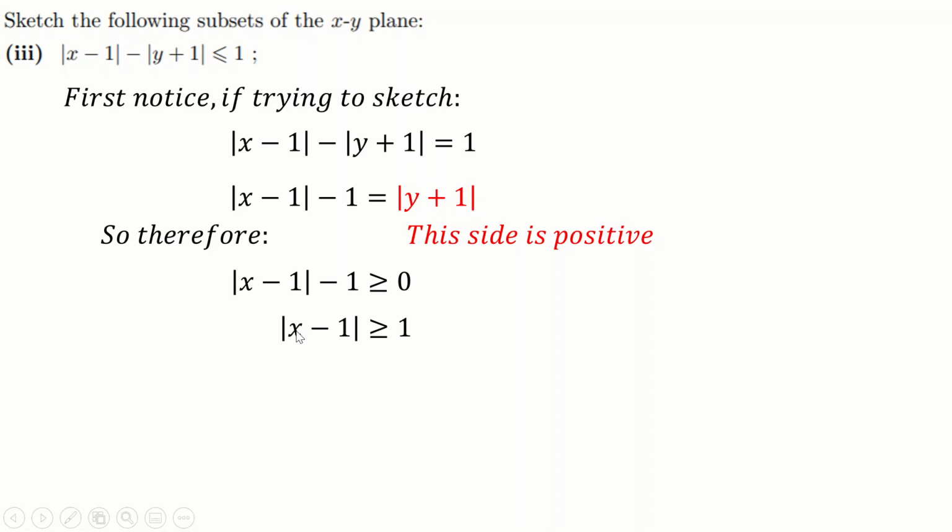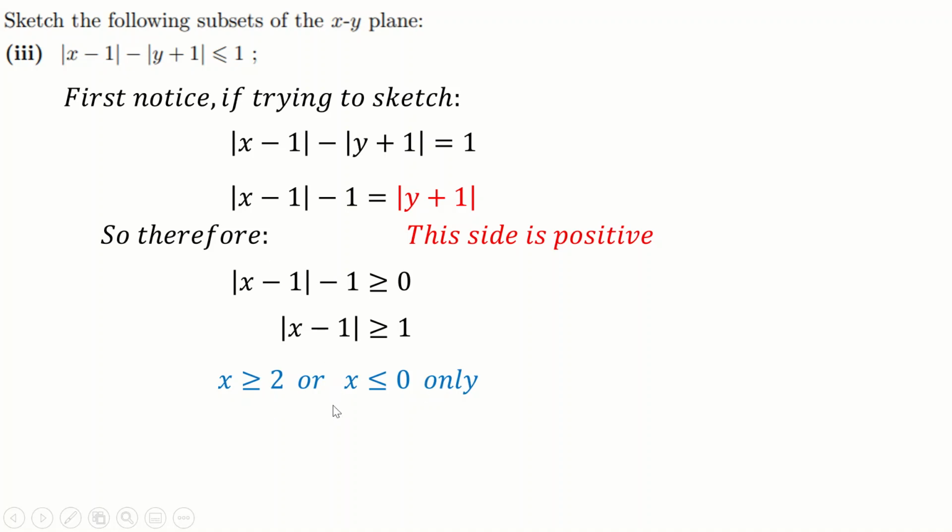Well, if x is bigger than 2, this is going to work. Like if it's 2 minus 1, that's 1, which is fine. If it's 5 minus 1, that's definitely fine. So if x is bigger than 2, it's going to work. Or if you go into the negatives, like if you use -1, you get -1 minus 1 is -2, modded is 2, which is fine. So these are the areas that I can sketch. I can't put anything in between 0 and 2.